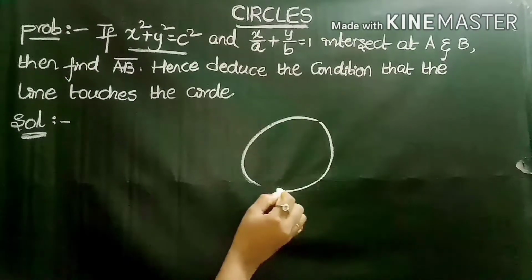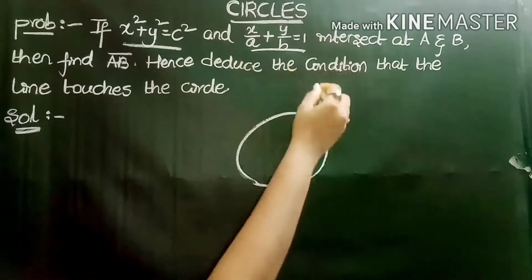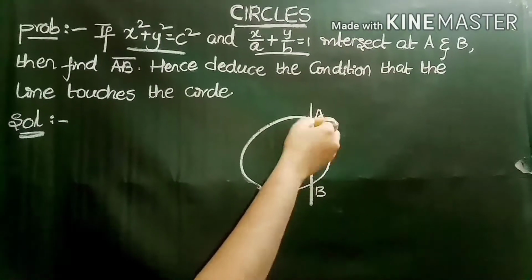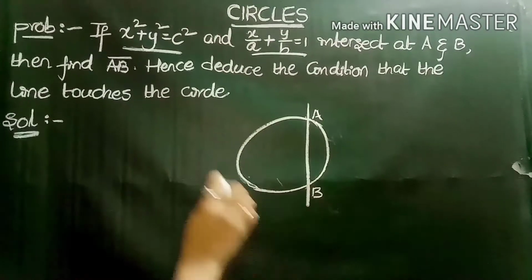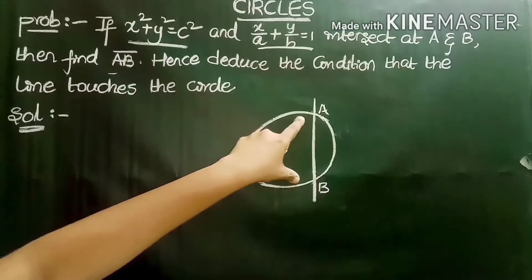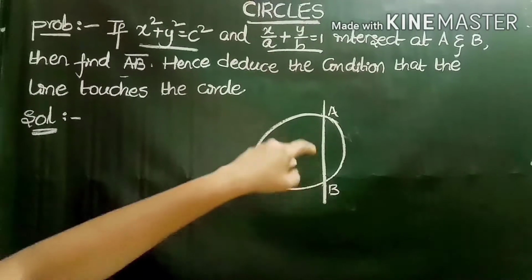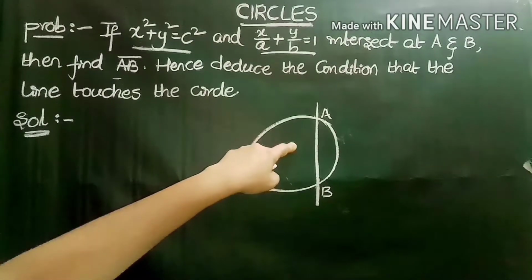So one circle is given, and x by a plus y by b is equal to 1 is the straight line equation. The line x by a plus y by b is equal to 1 intersects the circle at the points A comma B. Then find AB. Find AB means we want to find the length of the chord. Since it is the chord, the length of the chord formula is 2 root r square minus d square.